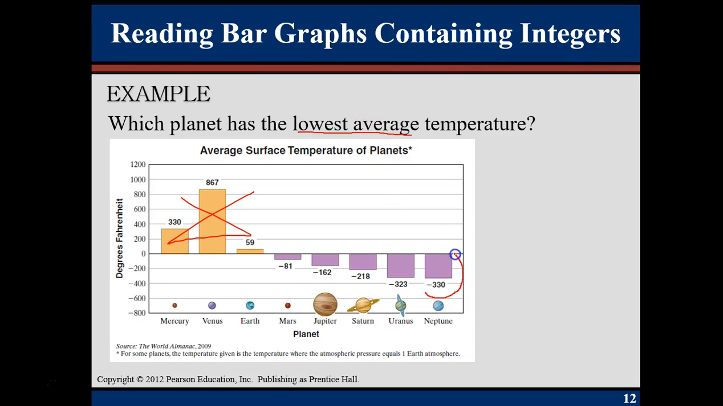So the lowest average temperature is actually -330. Now notice the bar is the lowest one. It's the one reaching down the furthest on the graph. So my answer to this question would be Neptune.